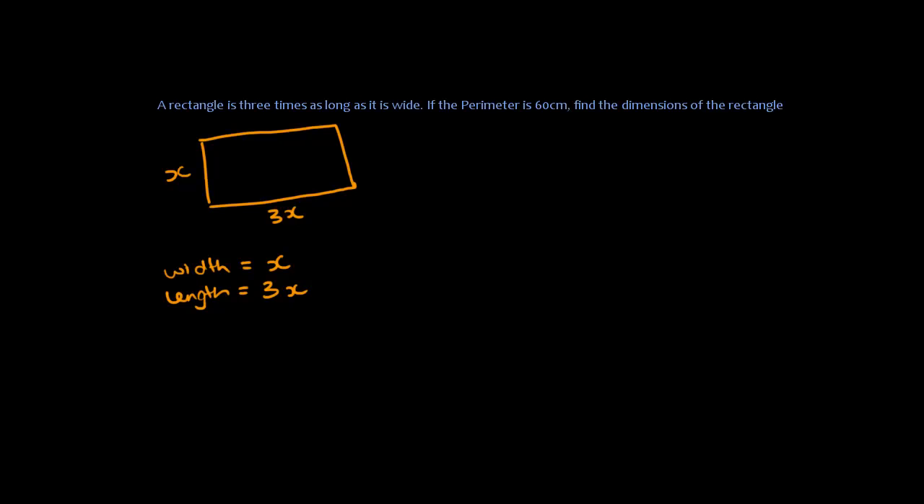I prefer to do it this way because had I let the length be x, then I would have had to let the width be x over 3, and that's just a little bit confusing. Okay, so first of all, it then says the perimeter is 60. Find the dimensions. Okay, so find the values of the length and the width. First of all, what does perimeter mean? Perimeter means that we add all the lengths together.